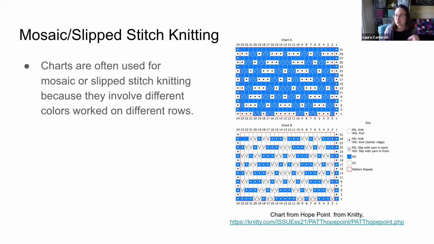So you're going to continue to work with the color you're working with, and work the stitches that you're working and slip the stitches that you're not working, if that makes sense. I don't want to say knit the knits and purl the purls, because that may or may not be what you're doing. Mosaic can be a little complicated, but charts actually can sort of lay the picture out for you.